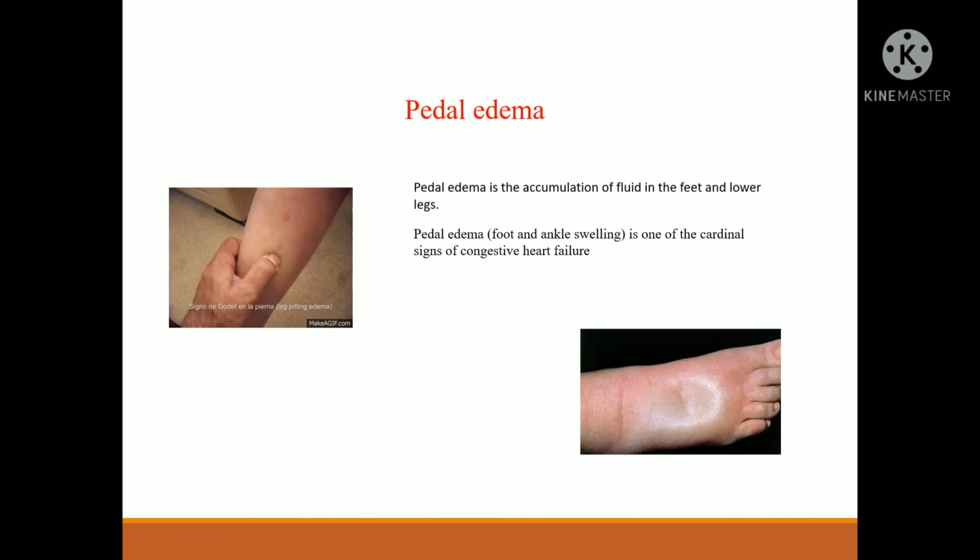Pedal edema is an accumulation of fluid in the feet and lower legs, and this edema can be seen as foot and ankle swelling. This is also one of the cardinal signs of congestive heart failure which we look for.